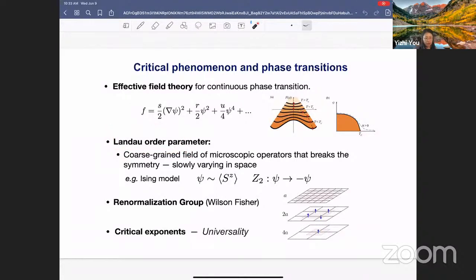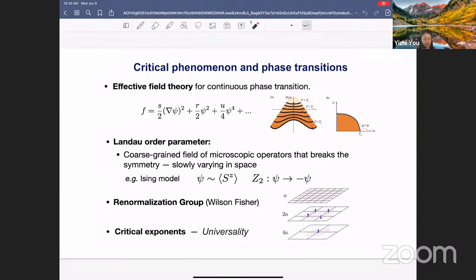And what they demonstrate is different phases are in general different in terms of their symmetry patterns. So some phases have a symmetry breaking pattern and some phases are disordered, symmetry invariant. And hence, in principle, there could appear a continuous phase transition which connects a symmetry breaking phase versus a symmetry invariant, or sometimes we call it a disorder phase.